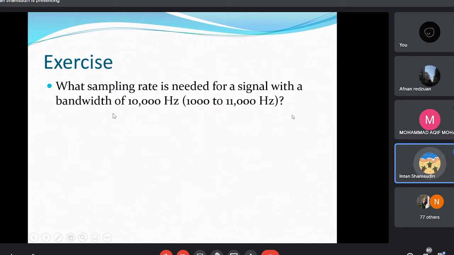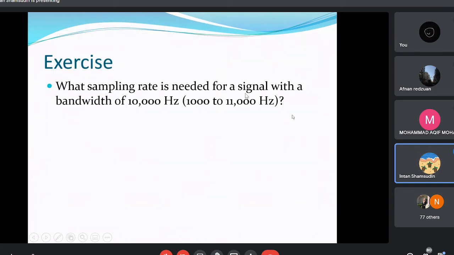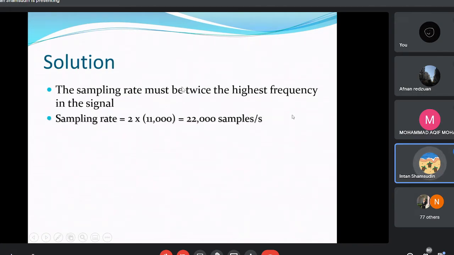Okay, for this one. What sampling rate is needed for a signal with a bandwidth of 10,000 Hz? So macam mana nak kira sampling rate? Sampling rate must be at least 2 times the highest frequency. So kat sini, within this range, okay, what is the highest frequency? So 11. 11 kilohertz lah, okay. Alright, so the sampling rate must be twice the highest frequency in the signal. Okay, sampling rate equals to 2 times 11,000 Hz, and then equals to 22,000 samples. Right. So yang ni basically ada masuk test rasanya. So you kena memorize sikit lah. Not that complicated pun. Okay, so sampling rate 2 times its highest frequency.